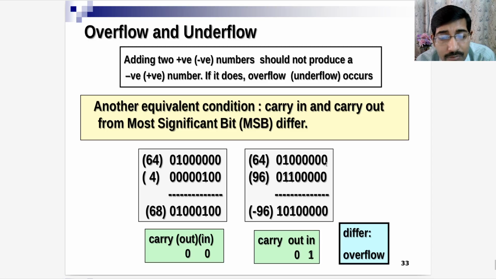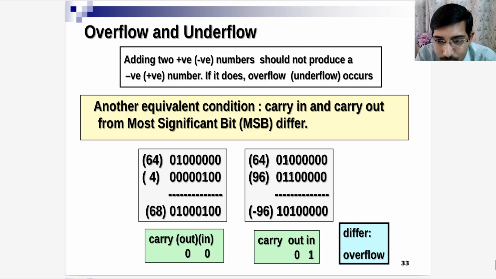represent maximum in 8 bits. Because the sum of 64 and 96 is how much? 160. But in 8 bits, we can represent up to 127 if all are ones. So 160 we cannot represent. Now in binary, if you try to add, what will happen?